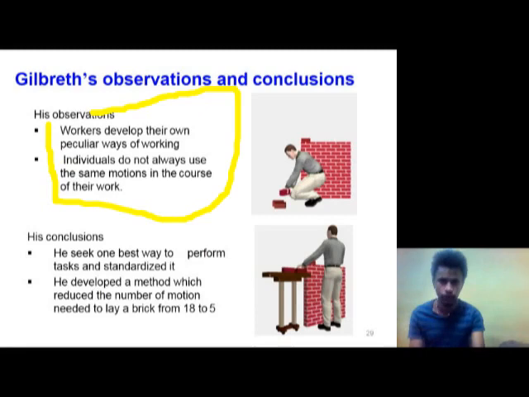Then he developed a method which reduces the number of motions. For example, in this case from 18 to 5. This case originally had 18 motions. Here, with 5 motions only, the task can be performed. So he showed that the activity can be performed with reduced time and reduced fatigue.